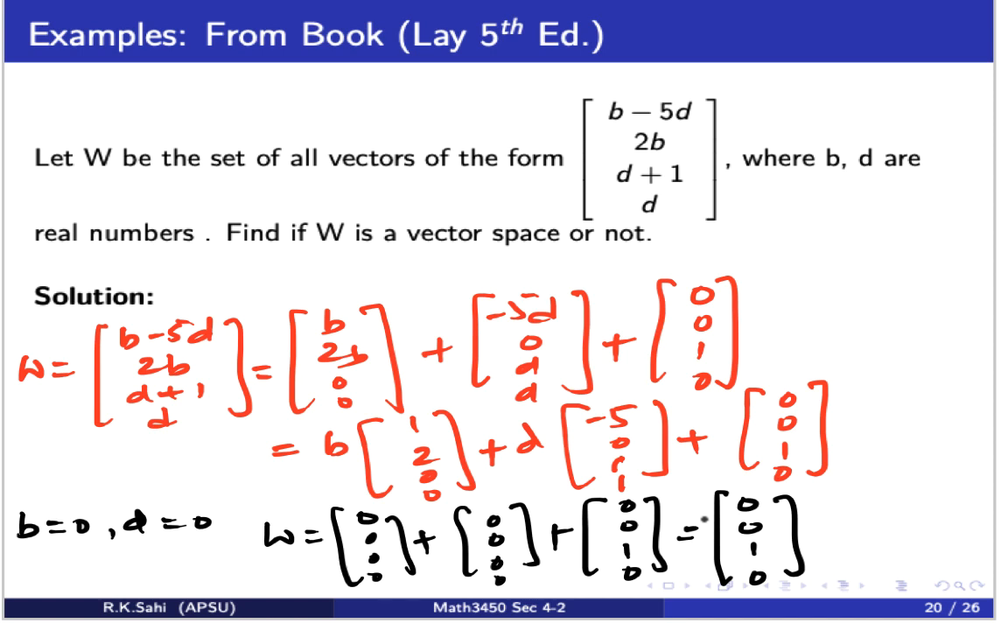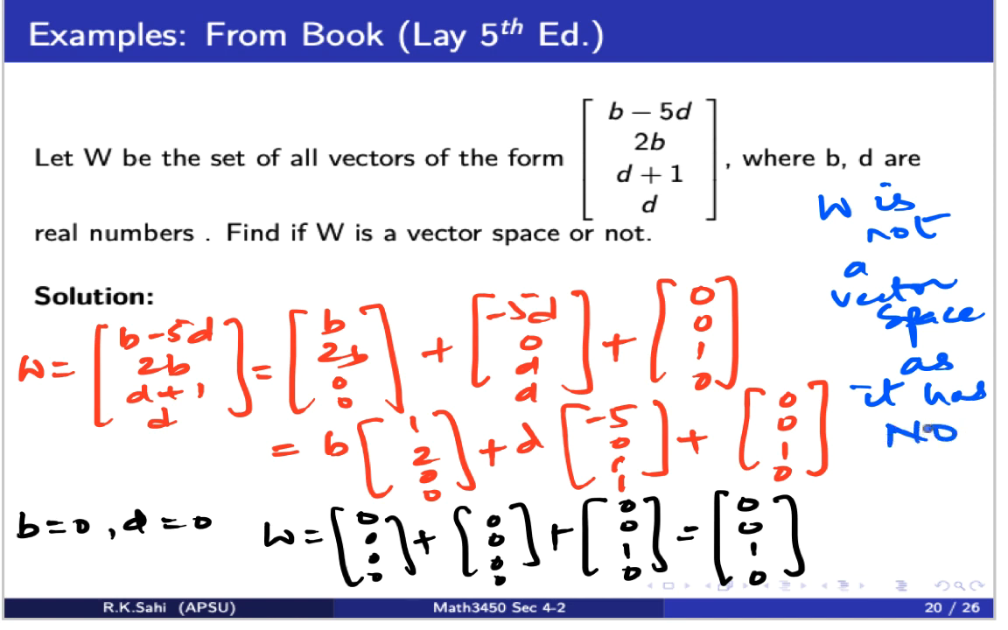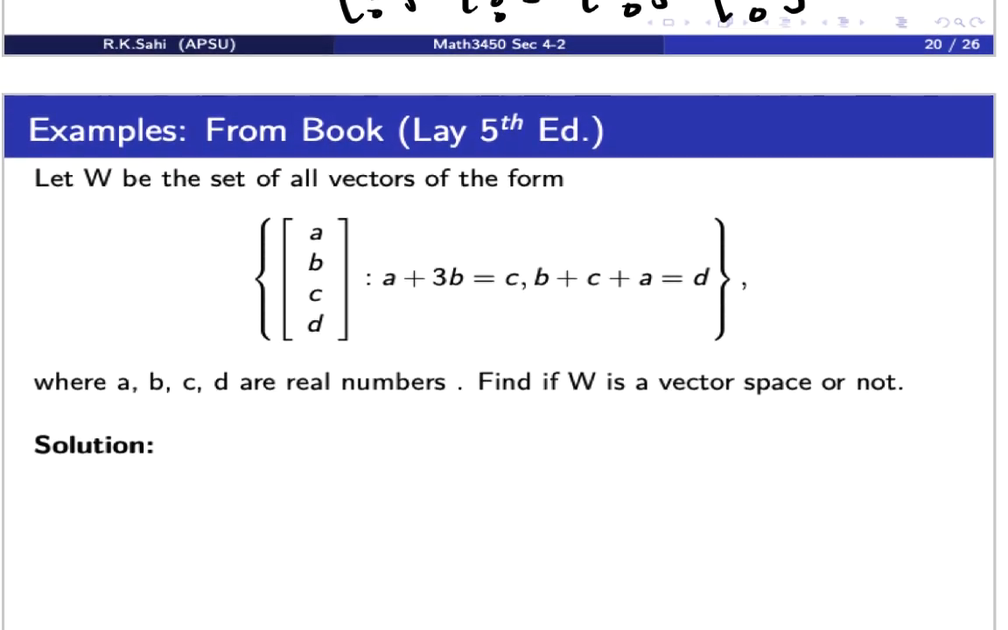So what is the answer? W is not a vector space as it has no zero vector. Do you see that? Zero vector is a must for any set to become a vector space. Okay. Let's look at another example from the book.